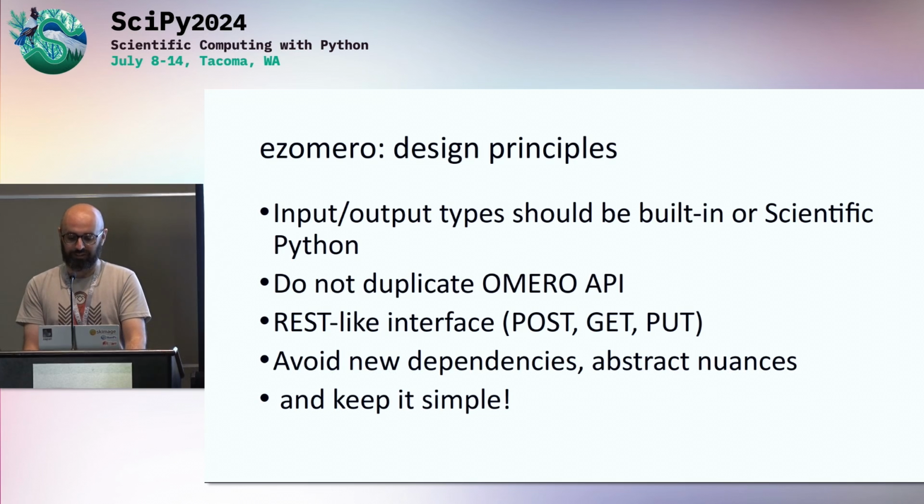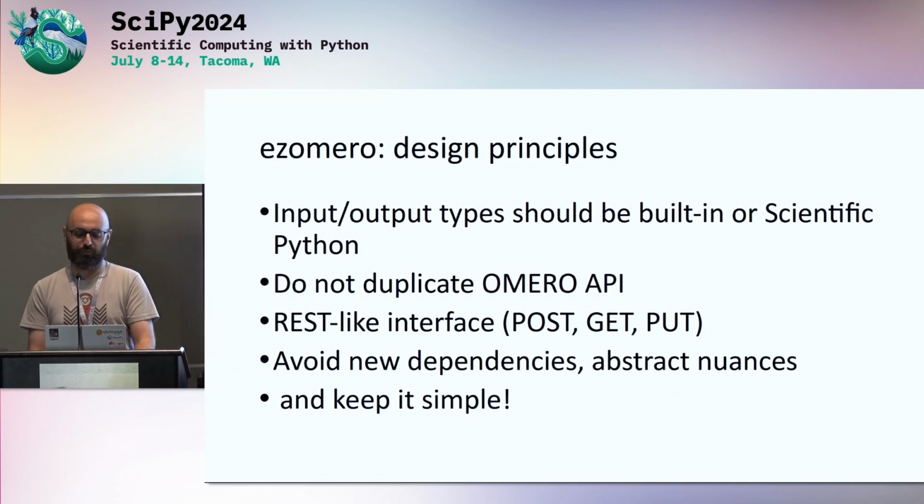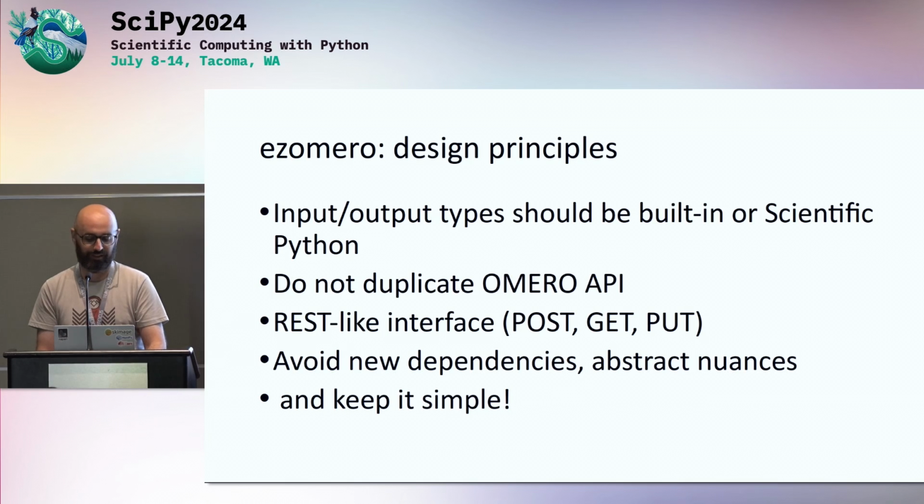We try to keep it as simple as possible, so we try to have a minimal set of dependencies. We try to avoid nuance. We try to avoid complexity. It's very much, if you know what you're doing and you need some of that nuance and that complexity, there is a whole Python API for you, and it's not this.